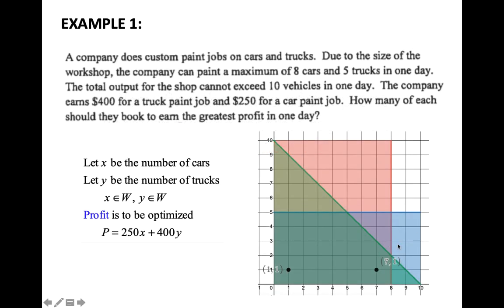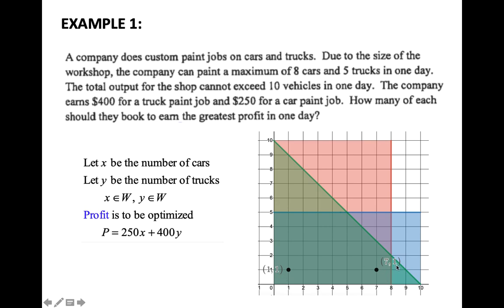So for instance, let's take a look at what happens when we start on the left and go to the right. So we start with 1, 1, and we go to 7, 1. What we're going to do is take those numbers and put them into our profit formula. If I put a 1 in here and here, I get 650. So the profit for this point is 650.